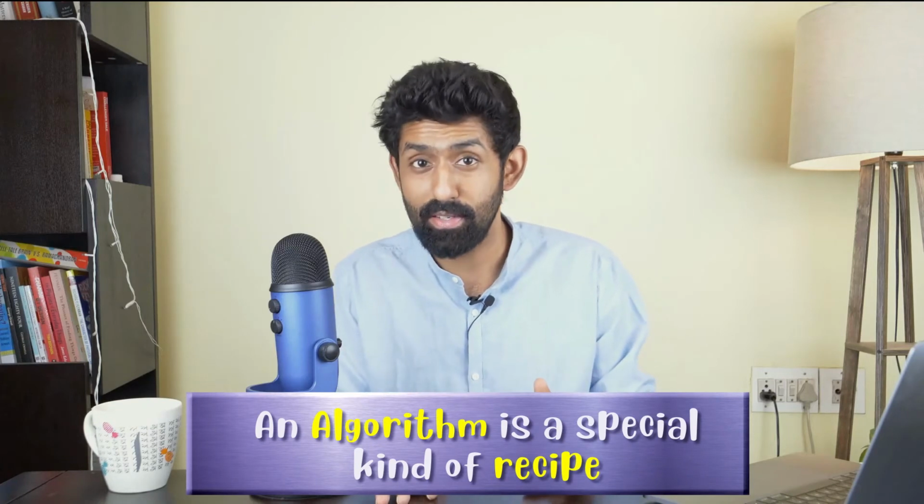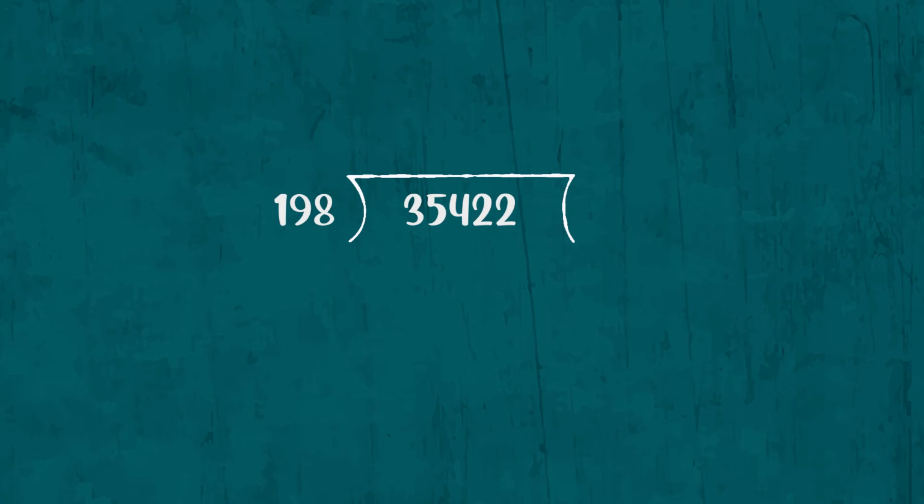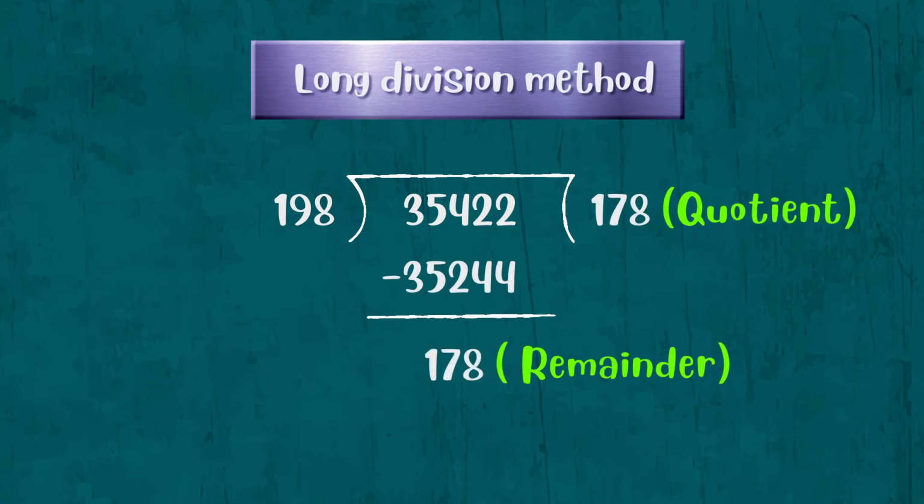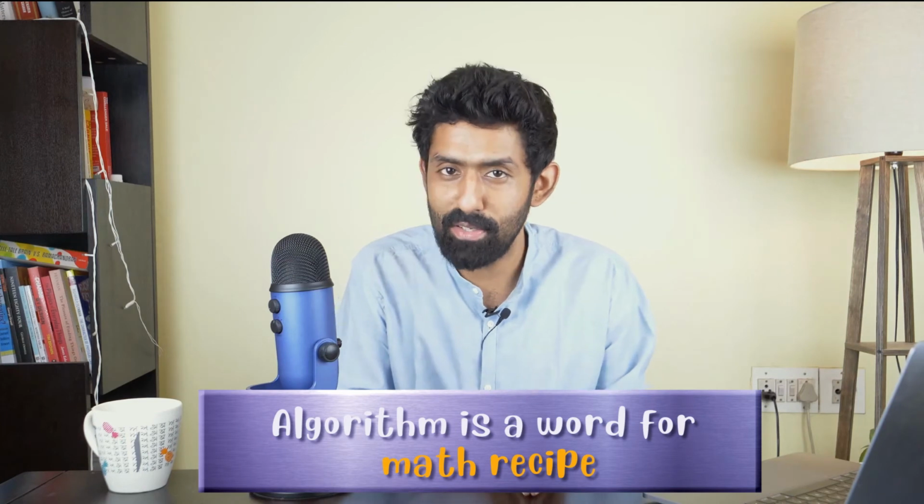It's a math recipe. So for example, do you know how to divide some big number, like 35,422 divided by 198? You have some method for it, right? It's called the long division method. That's a recipe basically. You put these two ingredients into it, big number, small number, and then you cook, you'll get the quotient and the remainder as your dish. So that's an algorithm you're using. It's a recipe, but it's a math recipe. So an algorithm is just a fancy word for a math recipe.